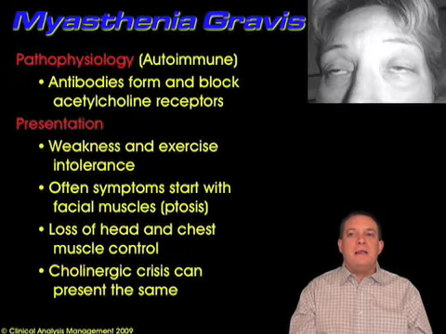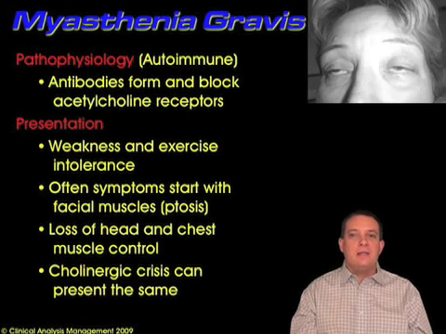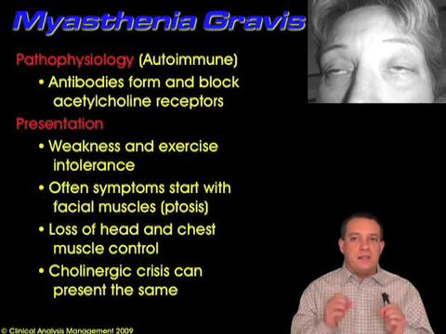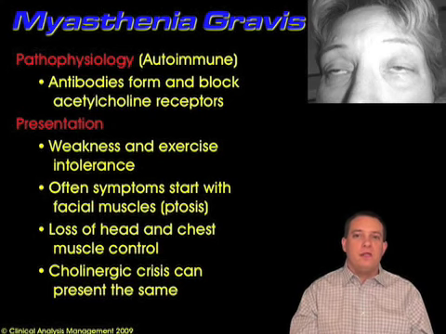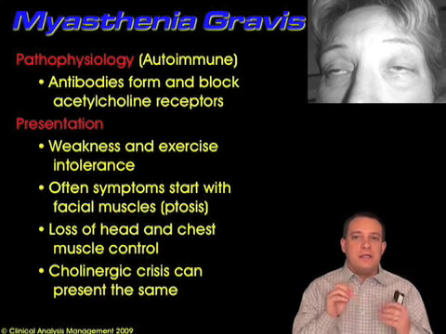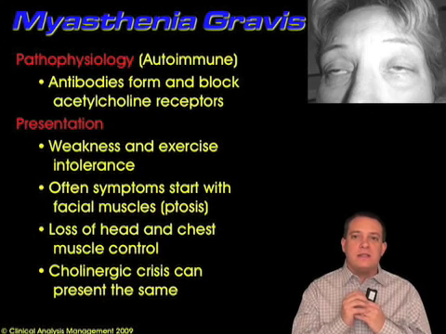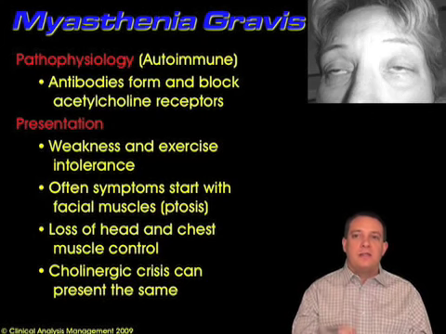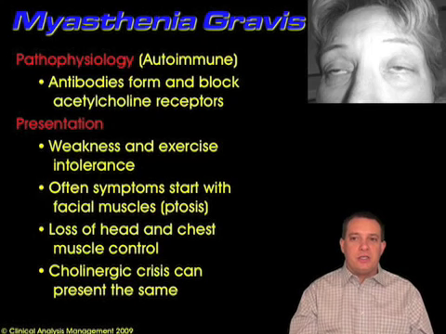Now, when we talk about myasthenia gravis, this is actually a very different disease. Myasthenia gravis is also thought to be autoimmune, and what happens in myasthenia gravis is the patient has antibodies formed that block the acetylcholine receptors. So when acetylcholine receptors are expecting to be stimulated by acetylcholine, that doesn't happen because they've been blocked by antibodies that the patient has formed.